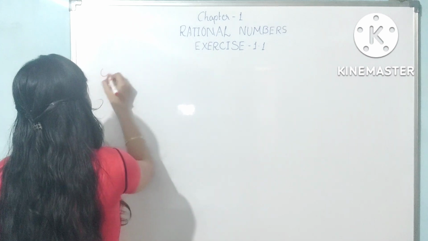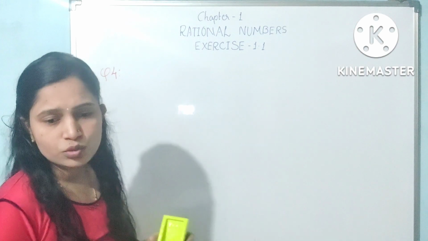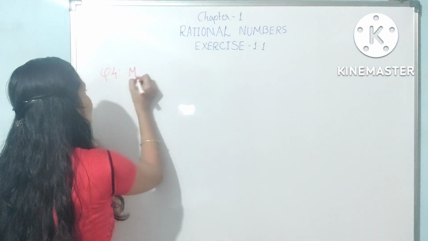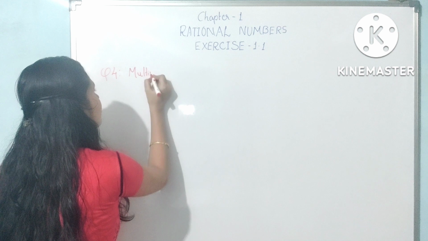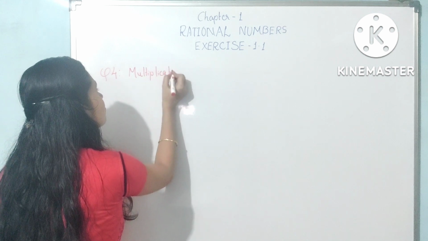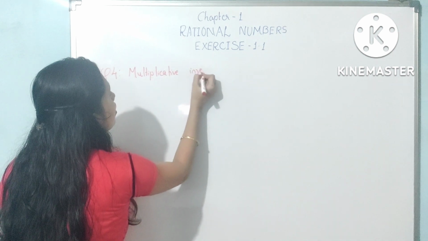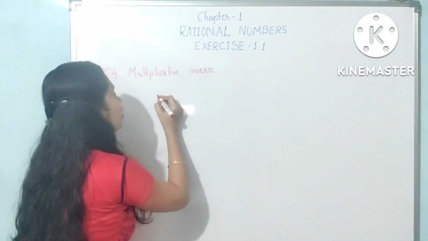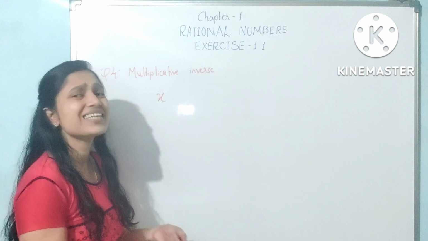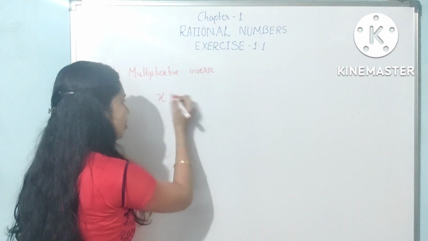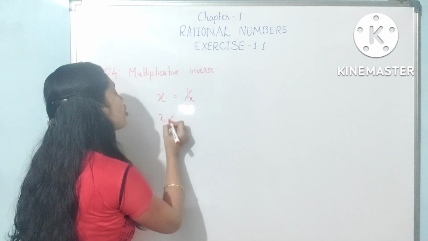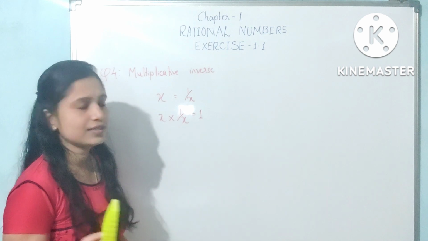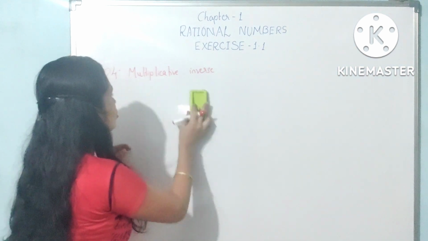Q4. So in Q4, find the multiplicative inverse of the following. So we have to find out multiplicative inverse. What does multiplicative inverse tell us? So for every rational number, let's say x, there exists a multiplicative inverse, that is 1 by x, and the product of both is equal to 1, right? That we have already learned. Okay, so let's solve this.